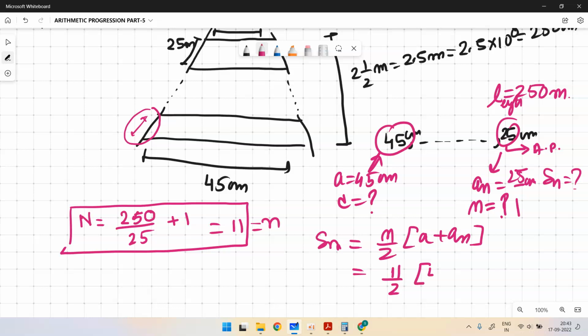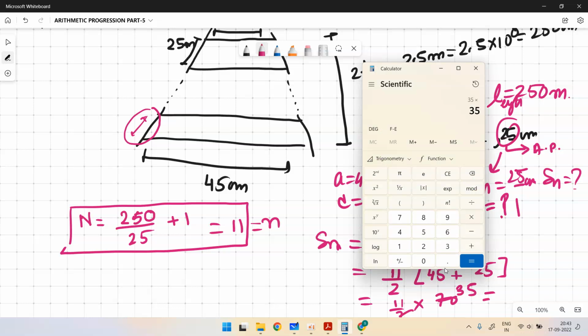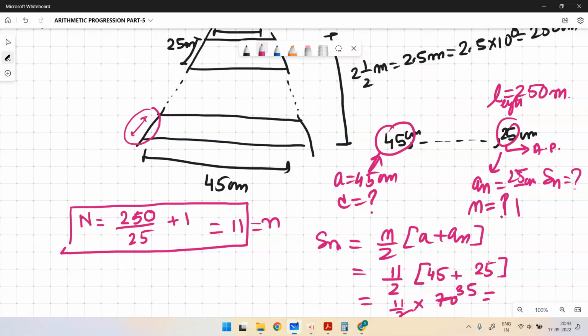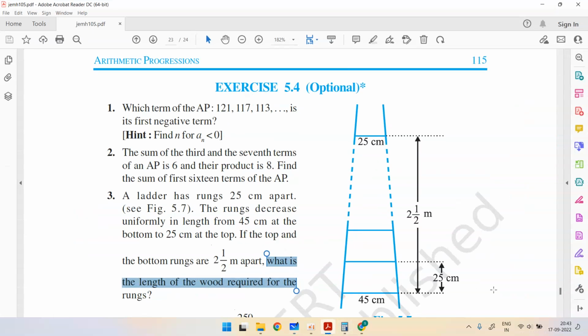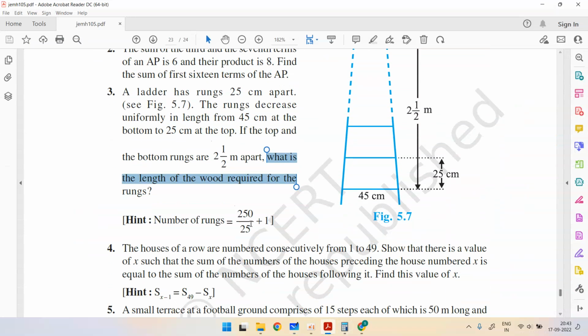a is 45 centimeters plus the nth term, which is 25 centimeters. So this will be 11 by 2 into 70, which is 35 into 11, that is 385. So this is 385 centimeters of wood, or you can say 3.85 meters of wood is required for making the rungs. They have also done 250 by 25 plus 1, which is 11.